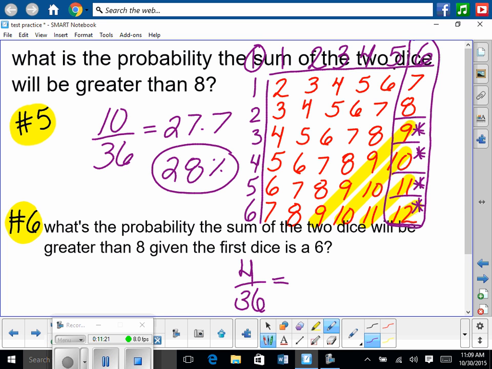So this time, once again, we were given that the first dice is a 6, so that would have taken us to this row right here, and there's 4 times where our sum is greater than 8. So 4 out of 36, if you would have done that in your calculator, you'd get 11.1, and then you change it back to a fraction, and that's 1/9. So our answer would have been 1/9.